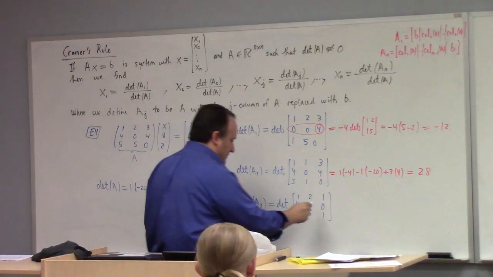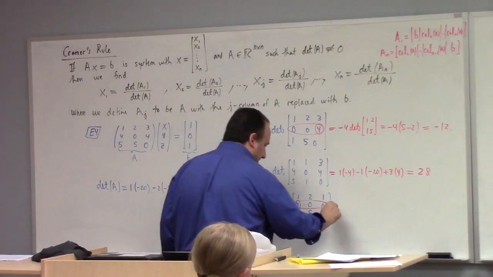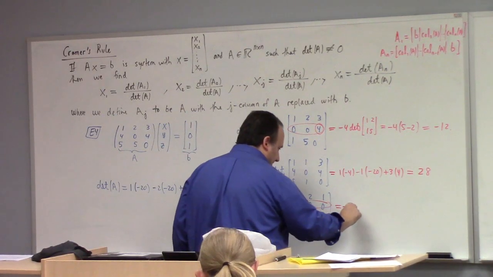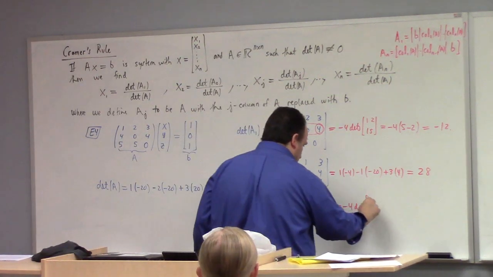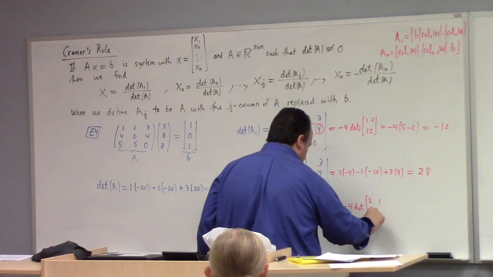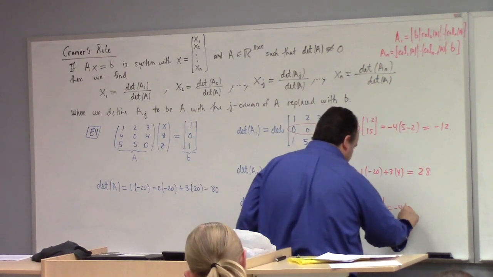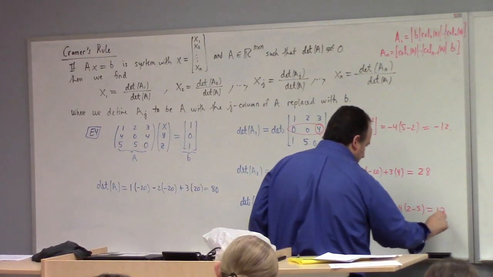Oh, look at this. Sweet. So I'm going to expand on that guy. Plus, minus, so minus 4. Determinant of 2, 1, 5, 1. Minus 4 times 2 minus 5. I think 12.